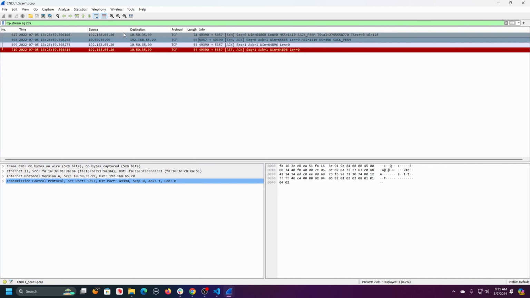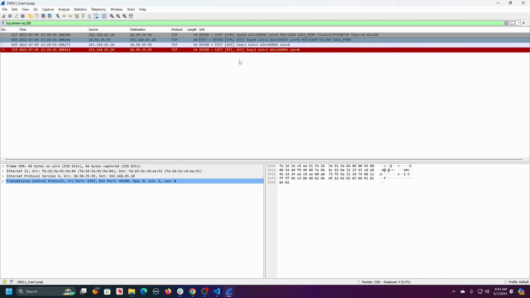192.168.65.28 sent a SYN packet out to port 5357. That server, 10.50.35.99, responded with a SYN ACK, telling the attacker that this port was open. And then the attacker acknowledged it with this ACK, completing that three-way handshake. So this would be a TCP connect scan. And then the attacker had no more use for this port and didn't want to tie up its own resources, so it sent the reset packet and terminated that connection.